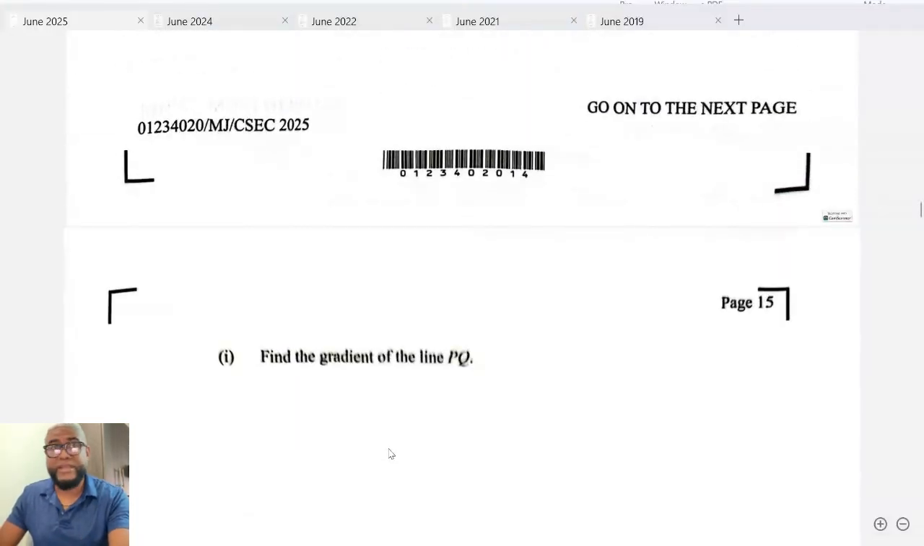So if we want the gradient of the line PQ, we need to identify the coordinates of P, and identify what the coordinates of Q are. So there we go.